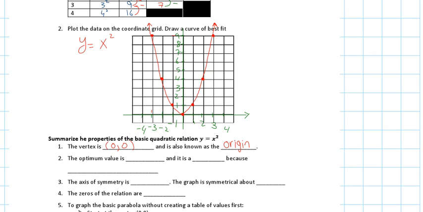The optimal value is y equals 0. It's the y value of your vertex, which is y equals 0. And is it minimum or max? Min, because the graph opens up.